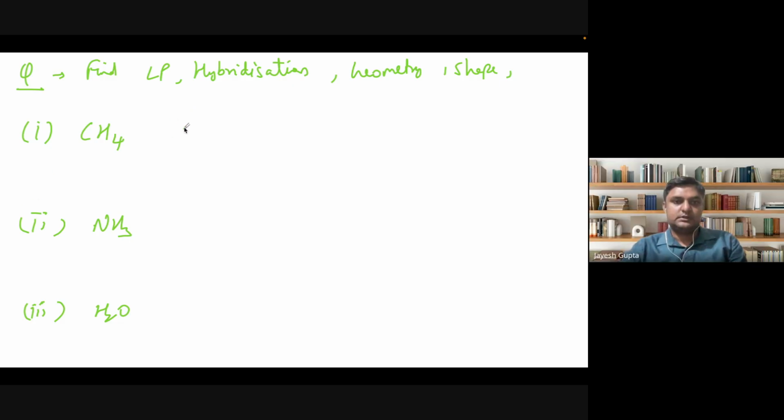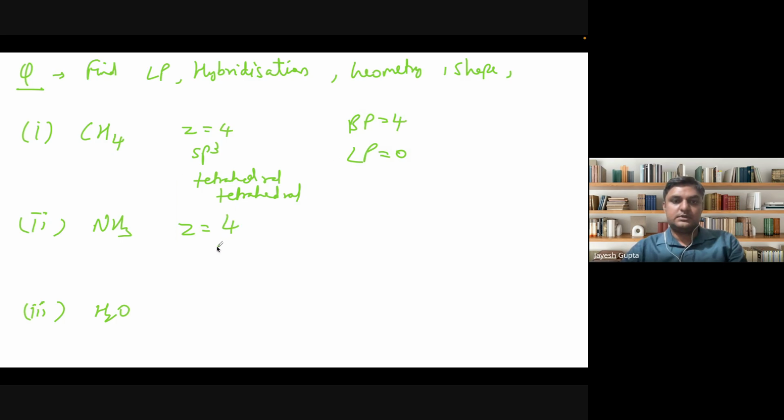Okay, very good. So Z is 4, sp3, tetrahedral, and shape will also be the same, that is tetrahedral, because lone pair is 0 and bond pair is 4.